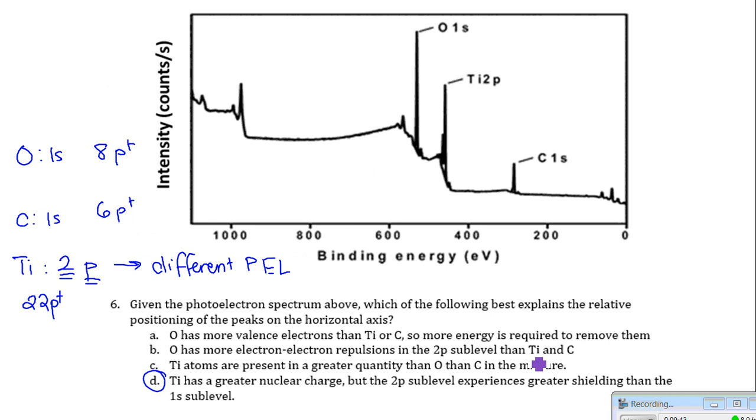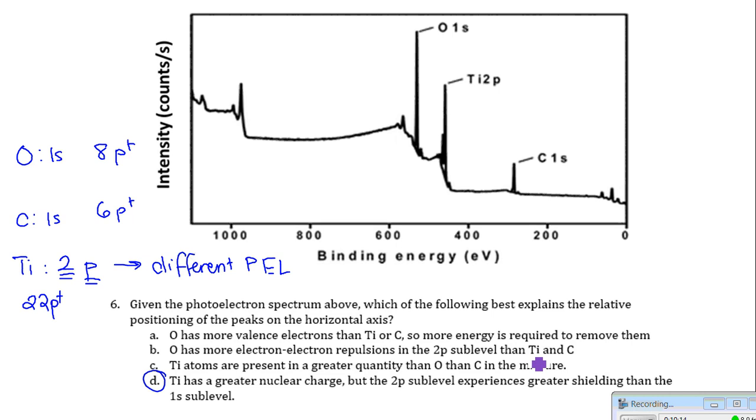Okay. This question in class was difficult. So you're supposed to explain, using the statements, which explains the position of the peaks. So if you'll look, oxygen and carbon are both displayed with their 1s peak. Titanium has a 2p peak. So right away you should know that oxygen has 8 protons, carbon has 6, titanium has 22.